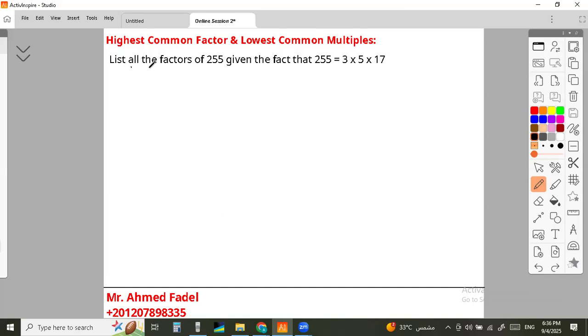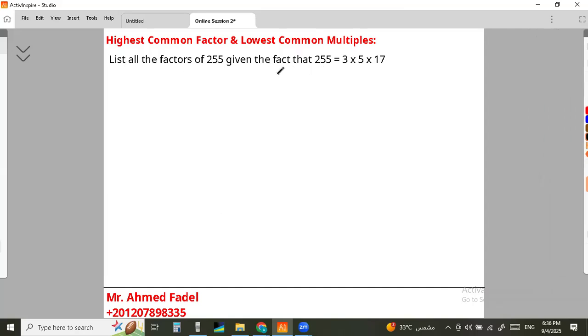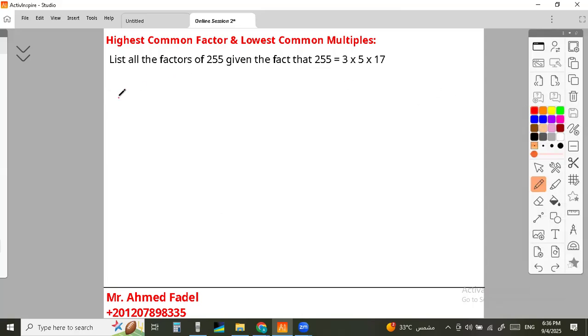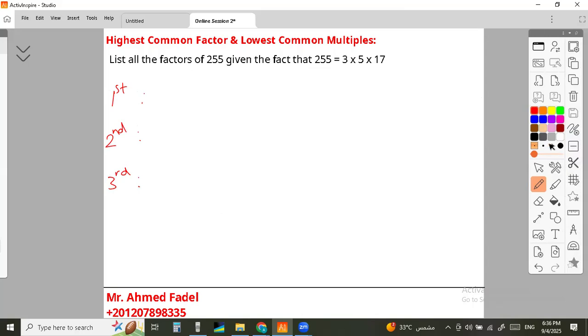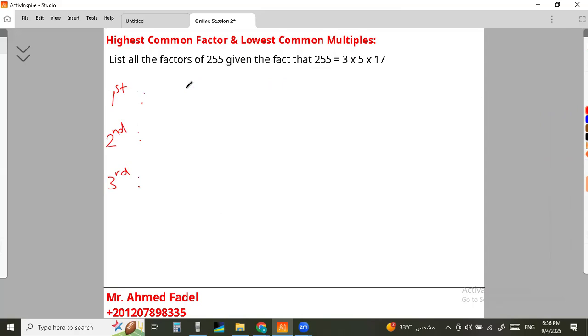Next example here, they're saying to list all the factors of 255, given the fact that 255 is equal to 3 times 5 times 17. All right, they gave you the prime factors, but they're requesting all the factors. First step for the factors: any number in the world has two factors, one and itself. Definitely. I have here 1 and 255. This is the first step.